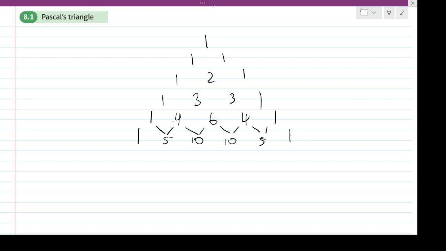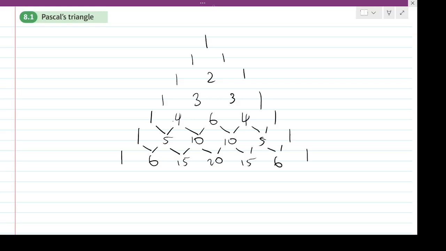And one more row. Again, we have 1 out here, 1 outside again. So then inside is going to be 1 and 5 here. In between will get me 6. In between 5 and 10 will then get me 15. In between 10 and 10 will get me 20. In between 10 and 5 will be 15. 5 and 1, 6. And there we are.